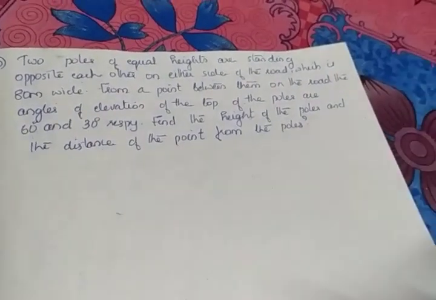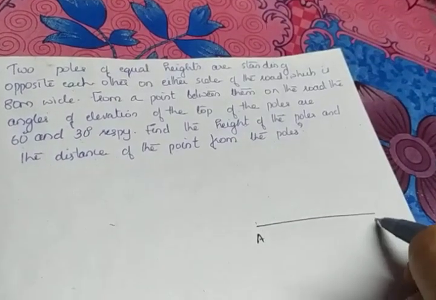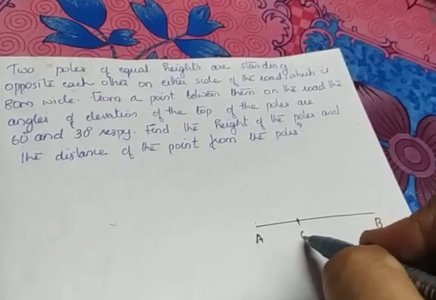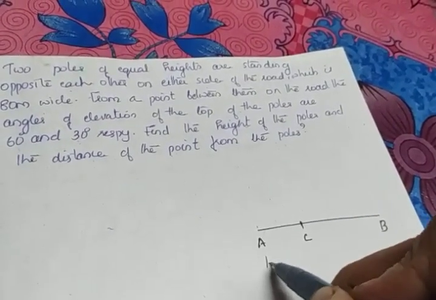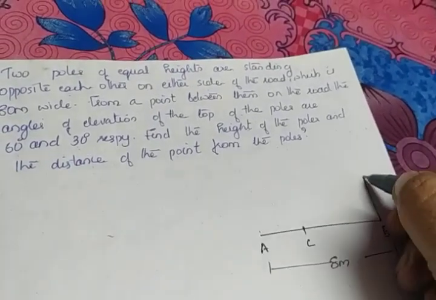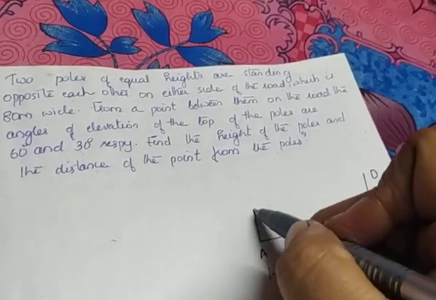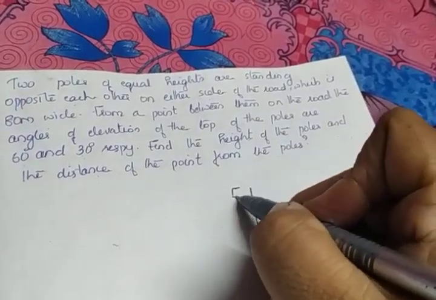So we will draw the figure according to the given situation. So I am taking the road as AB. Okay. Let C be a point between the road. So we know that 80 meter is the width of the road. So there is a pole on AB. Let the pole be BD. And from A also there is a pole. Let it be AE. Okay.